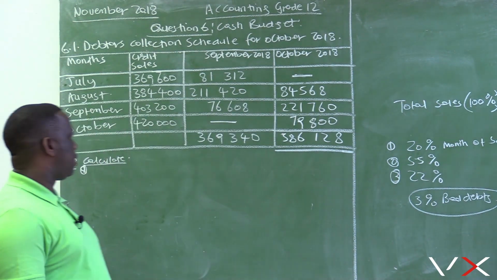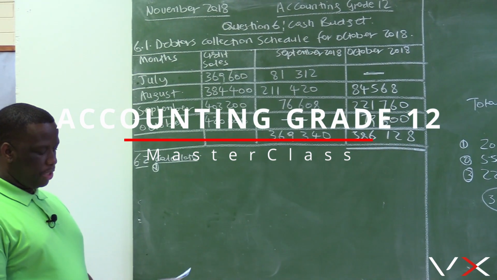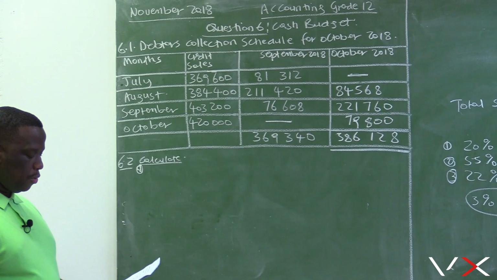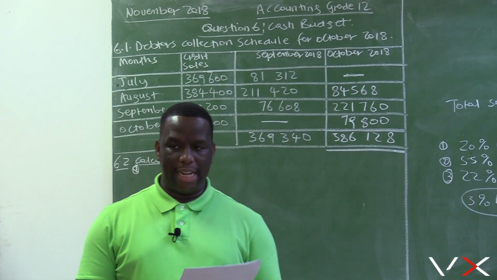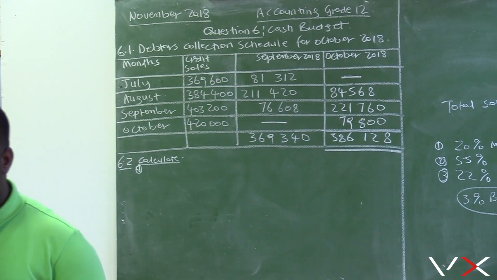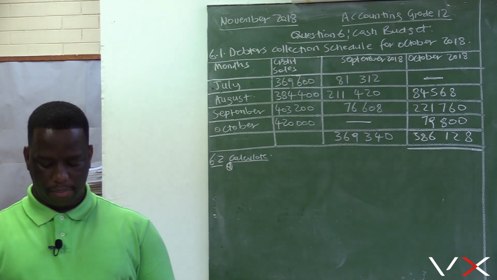Right, 6.2 for question 6. Cash budget. We are required to calculate the amounts indicated by Roman figure 1 to Roman figure 3 in the extract from the cash budget, 9 marks.